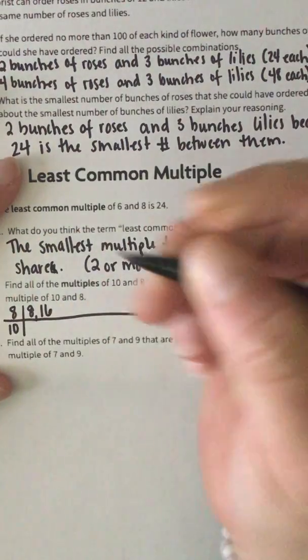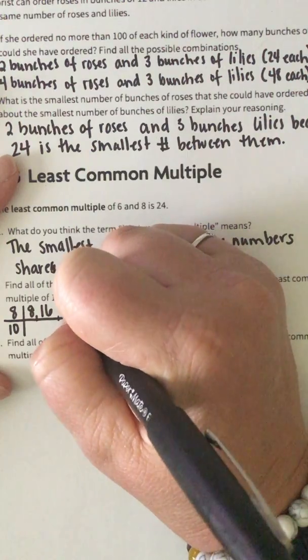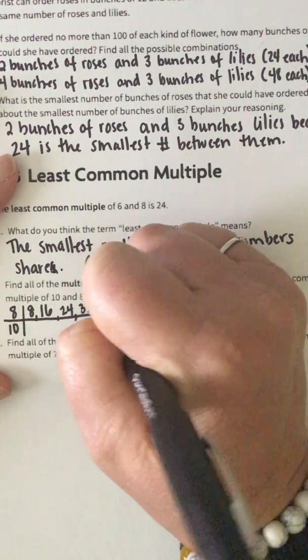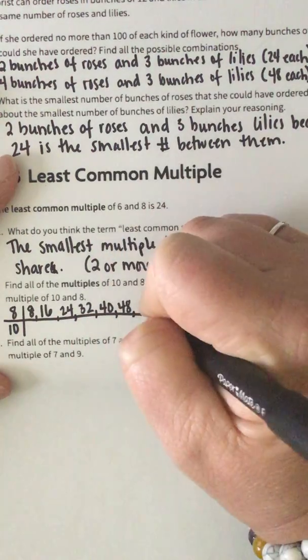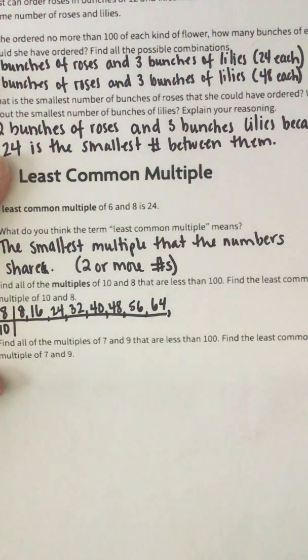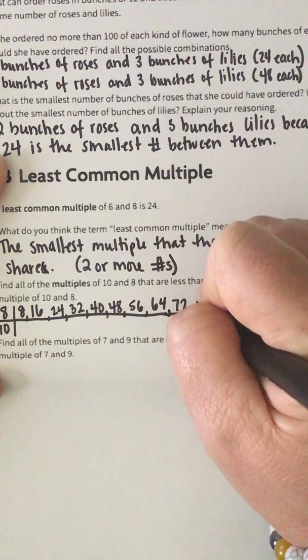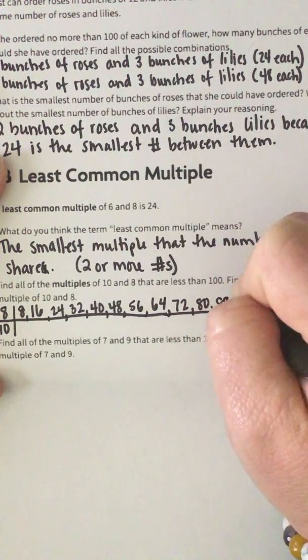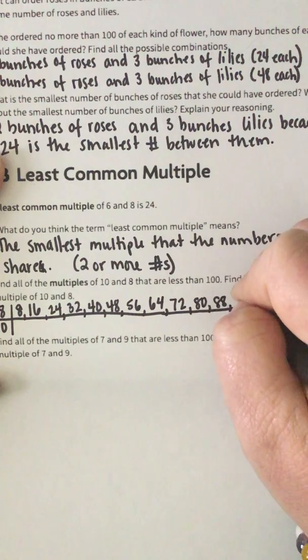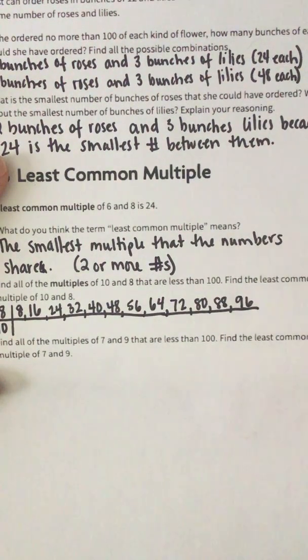So 8, 16, 24, 32, 40, 48, 56, 64, 72, 80, 88, and then 96. And I'm stopping there because my next one is going to be what? 104? If I can do my math right. Yeah, 104, which would put me over 100.